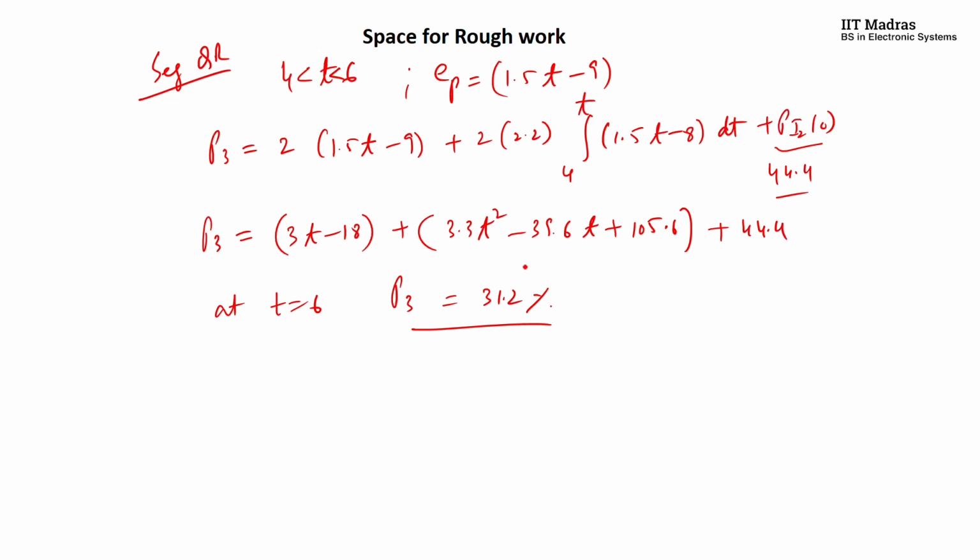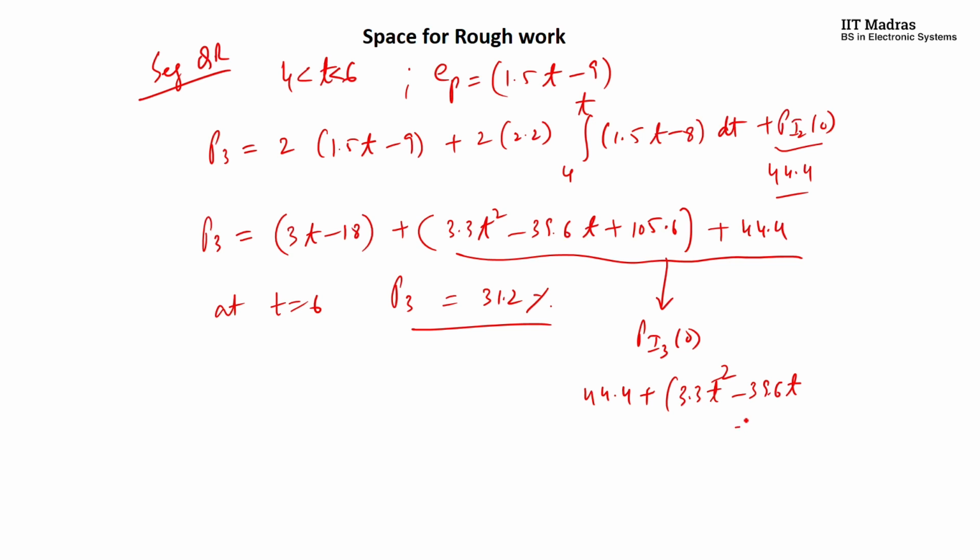And of course, we can calculate the next PI3 of 0 by evaluating this total 44.4 plus this additional term. Okay, what is that additional term? 3.3T square minus 39.6T plus 105.6 evaluated at T equal to 6. Okay, so this is going to give you the complete value.